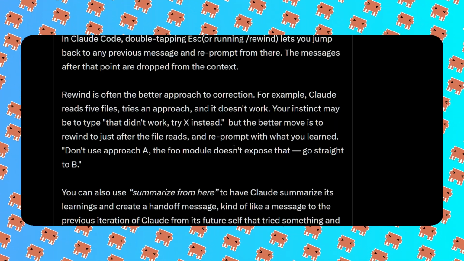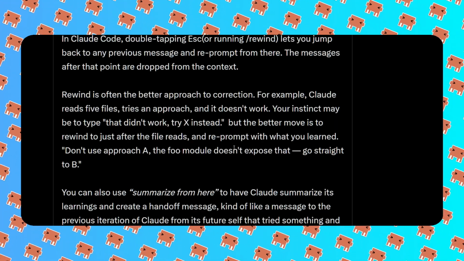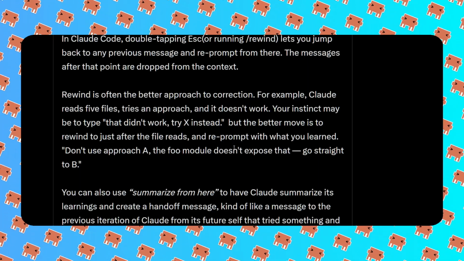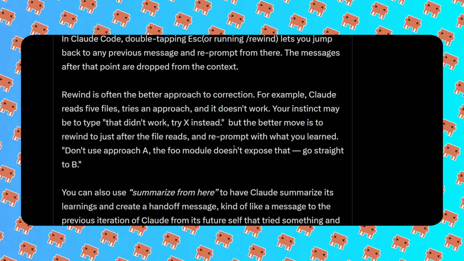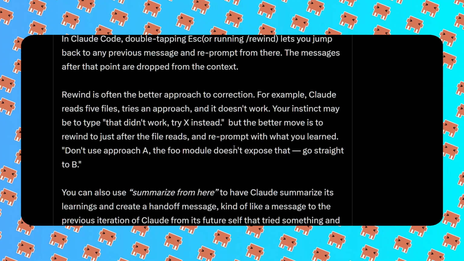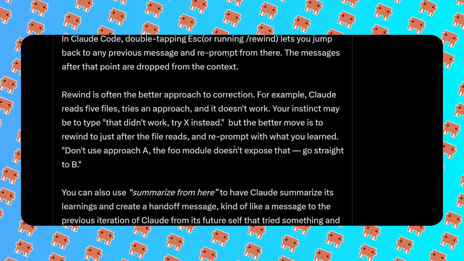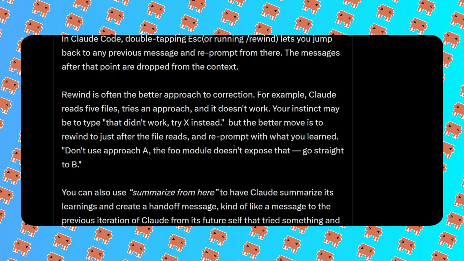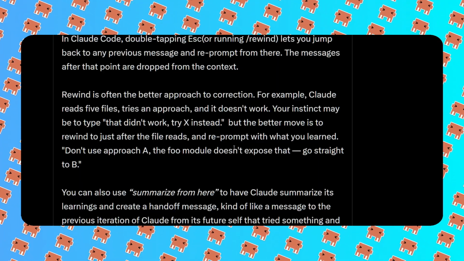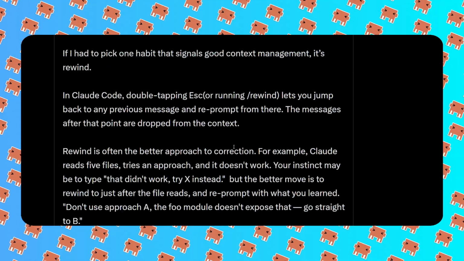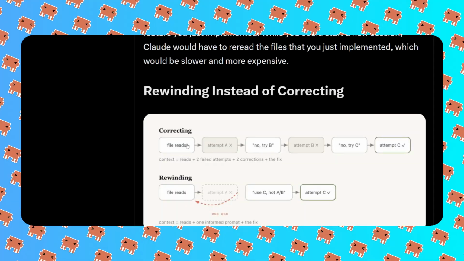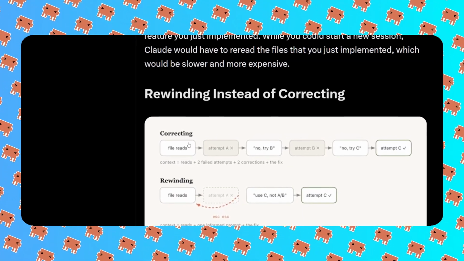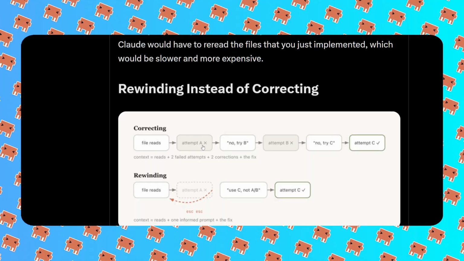For example, Claude reads 5 files, then tries an approach, and it doesn't work. Your instinct may be to type, that didn't work, try this instead. But the better move is to rewind to just after the file reads and reprompt with what you learned: don't use approach A, the foo model doesn't expose that, go straight to B.